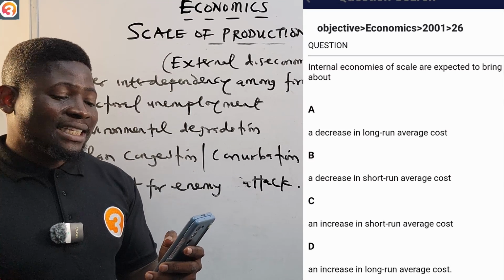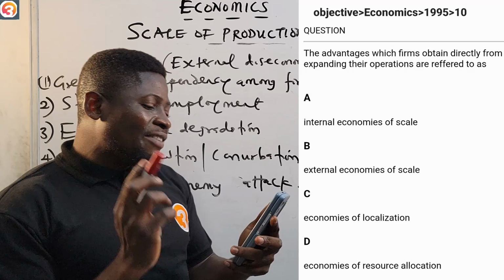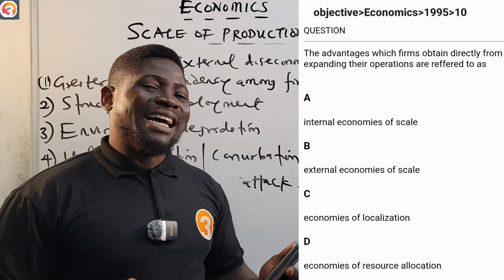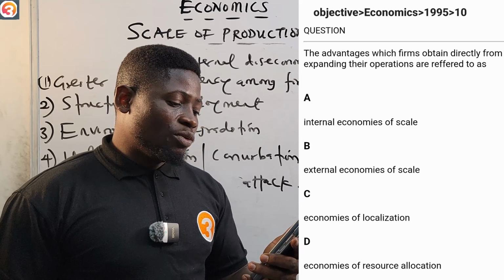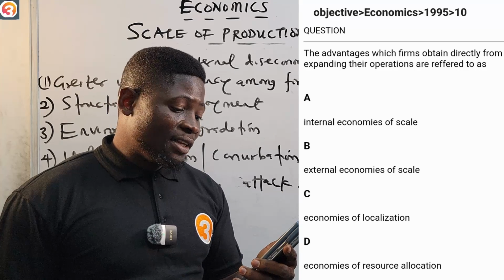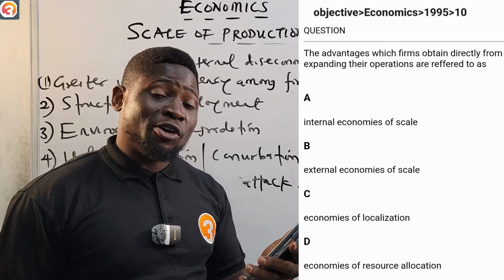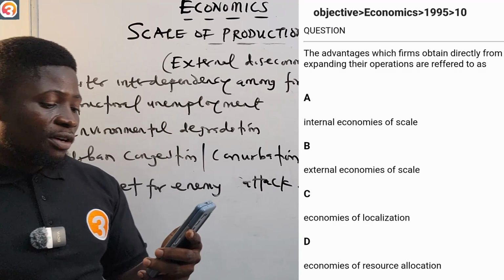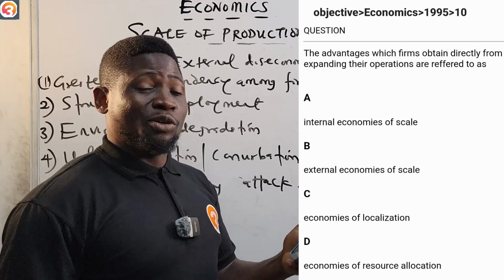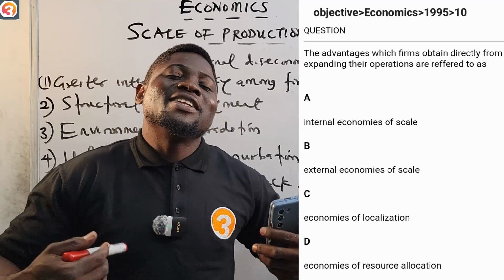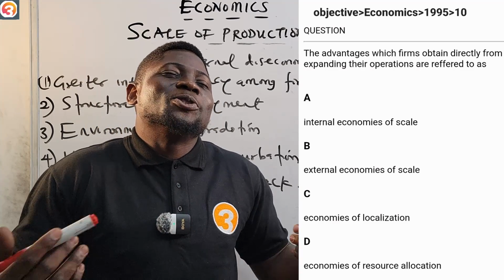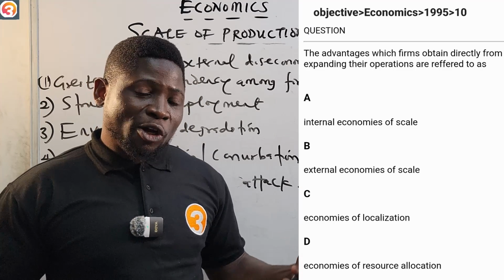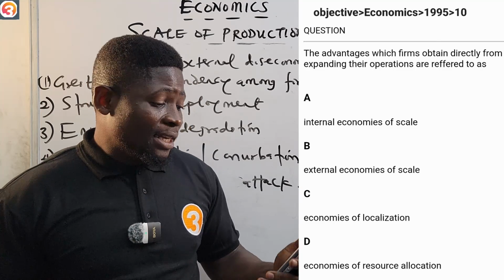Very simple. 1995 number 10. They say the advantages which firms obtain directly from expanding their operation are referred to as A, internal economies of scale, B, external economies of scale, C, economies of localization, D, economies of resource allocation. I'm sure you know the correct answer. The benefit that they enjoy when they increase their scale of production, when they operate on a large scale. Is it internal? Is it external?